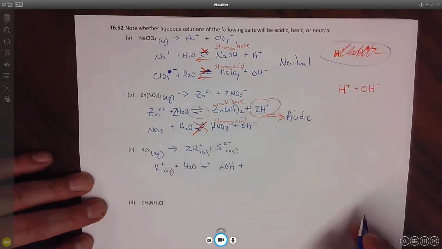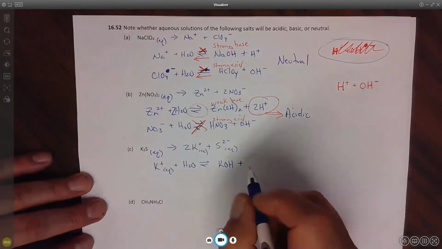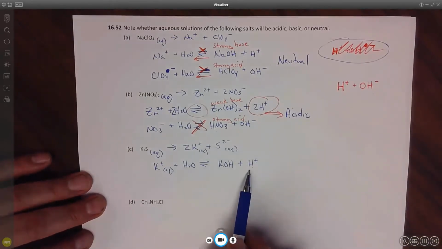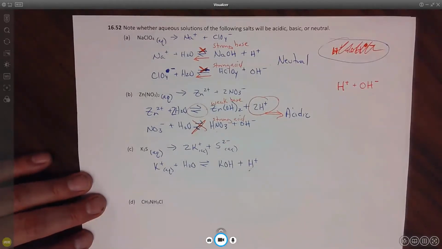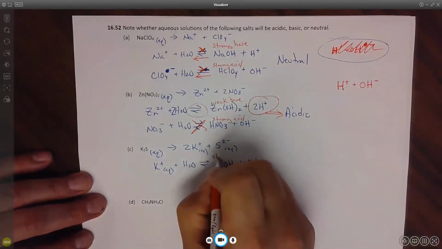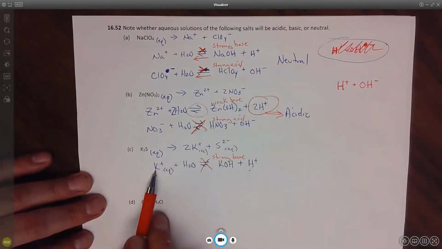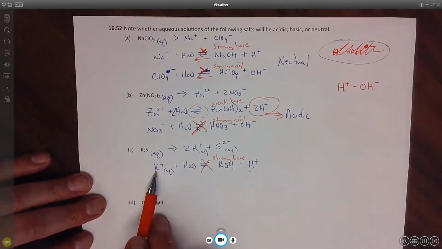And what would it leave behind? Hydrogen, the H plus part of it. Okay, so if this were to occur, it would be acidic. Will this occur? No. And why is that? Because KOH is a strong base. Absolutely. So this is a strong base, so it's not going to happen. In other words, this is the cation of a strong base, and it will not hydrolyze, right? That's going to be true for all the cations of the strong bases. None of them will hydrolyze, but all other cations will hydrolyze.